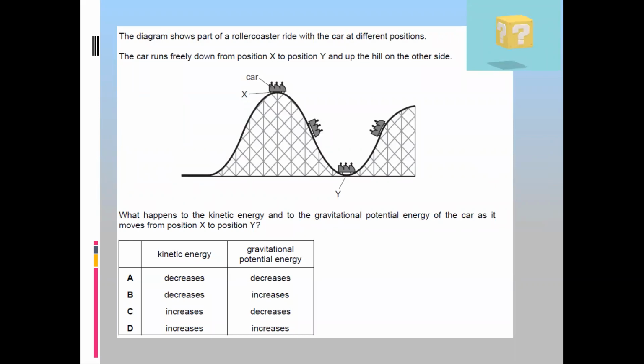The diagram shows a part of a roller coaster ride with the car at different positions. As you can see, the car runs freely down from position X to position Y and up on the other side. What happened to kinetic energy and potential energy as the car moved from X to Y? So as it moved from X to Y, the potential energy decreases, and the kinetic energy will increase. That's good. So C will be the right answer.